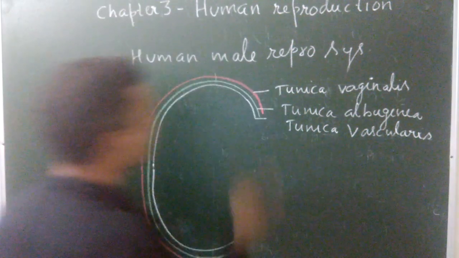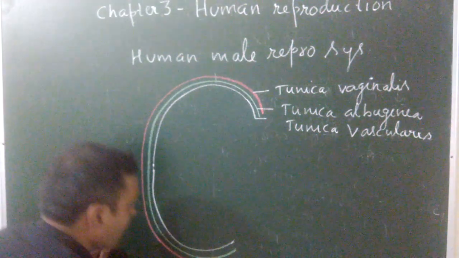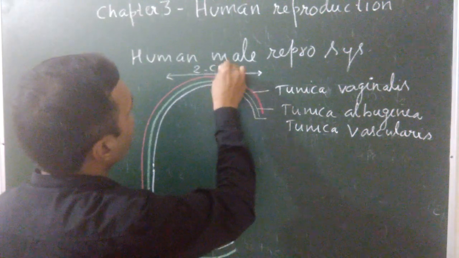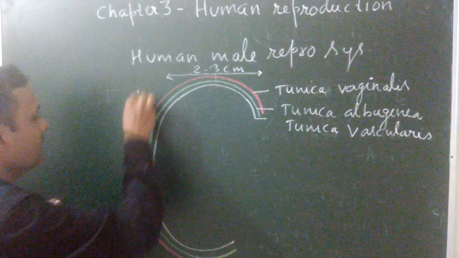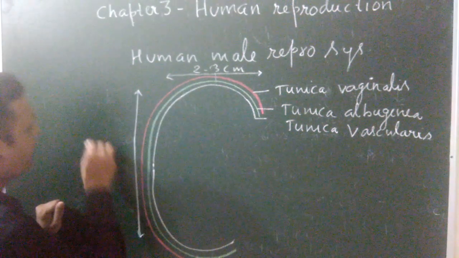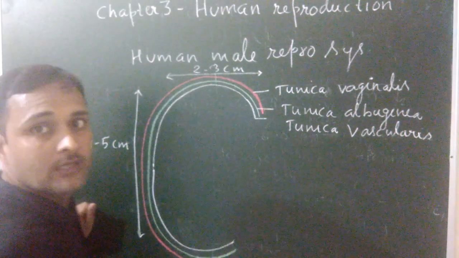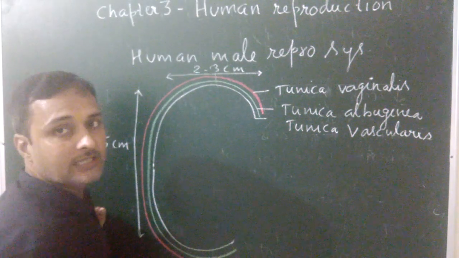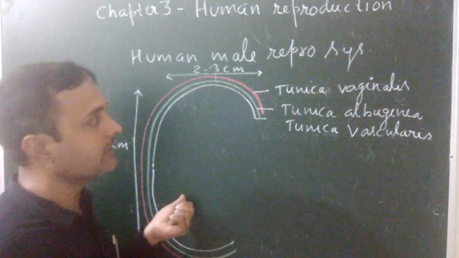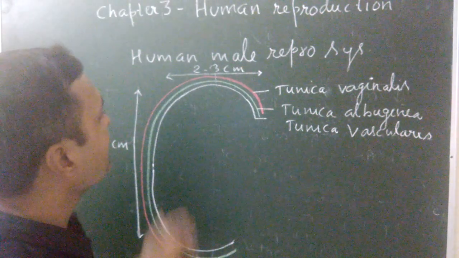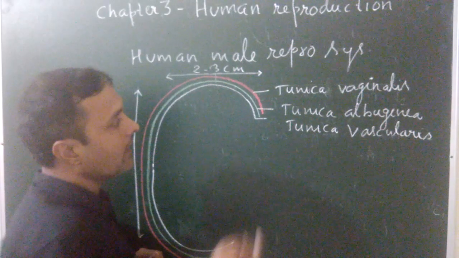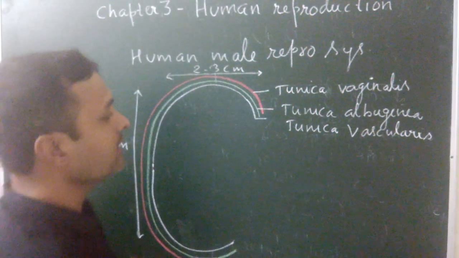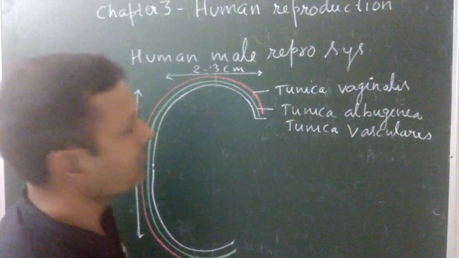Each testis is oval in shape. The diameter of the testis is about 2 to 3 centimeter, and the length of the testis is about 4 to 5 centimeter. So what is the length? The length is about 4 to 5 centimeter, and the width about 2 to 3 centimeter. And how many total layers surround the testis? There are 2 testis, left and right side. Each testis is surrounded by 3 layers. The outermost layer is known as tunica vaginalis, the middle layer is known as tunica albuginea, and the innermost layer is known as tunica vascularis. This tunica vascularis contains blood vessels.